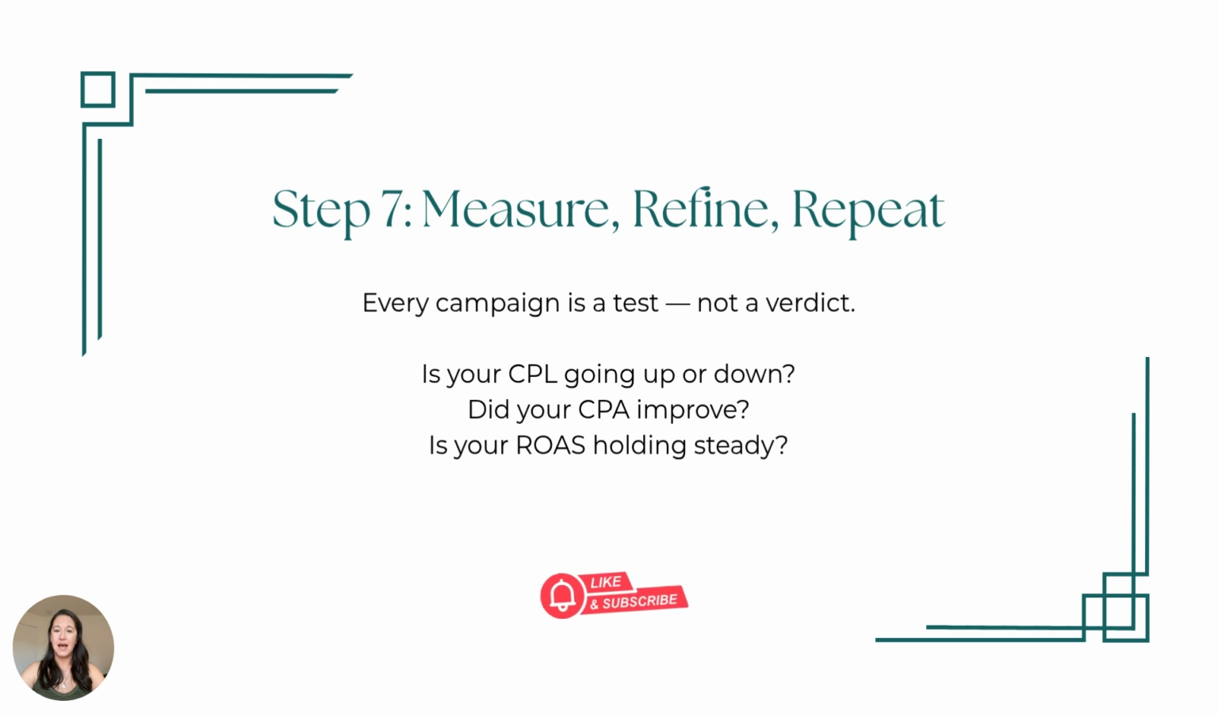Once your campaign is live, track the same numbers again. Is your cost per lead going up or down? Did your cost per acquisition improve? Is your ROAS holding steady? If it's working, scale it. If it's not, adjust one variable at a time. You'll never know which variable made the difference if you adjust more than one at a time. Don't rebuild the whole house just because a light bulb went out.